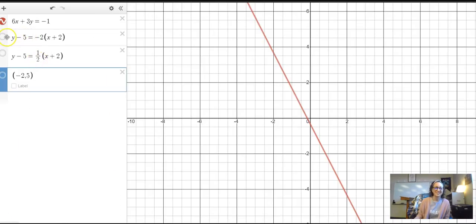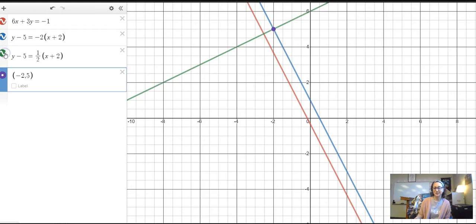All right, and you can always check on Desmos, right? Here's the original graph that was given. Here's the point we want to go through. Here is the first line we got, which is indeed parallel, also going through that point. Here's the second line we got, which is indeed perpendicular, also going through that point.